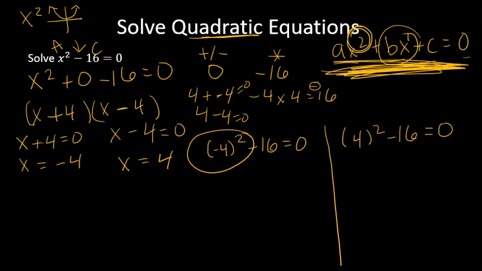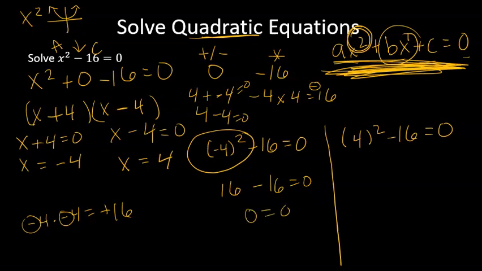I know it's a lot because you're still kind of learning this stuff, but if there's a way you can train your eye to see ahead, it's useful. So this over here, we know it's going to be 16 because what it's asking is -4 times -4, right? And we already know it's going to give us a positive because 2 negatives make a positive. 16 minus 16 equals 0. This is 0 equals 0. It checks out.